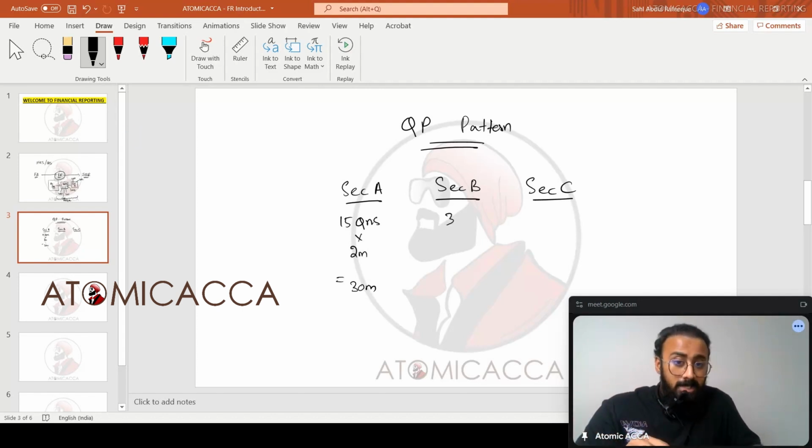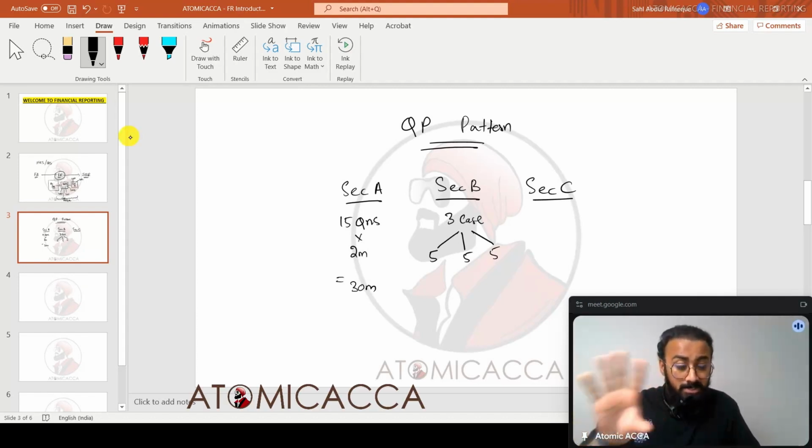Section B will have 3 case studies. Each case will have 5 questions. So the 5 questions will probably be independent of each other, but they will all be connected to the particular case study from which they are coming. So 5 questions in each. Each question will again be of 2 marks.